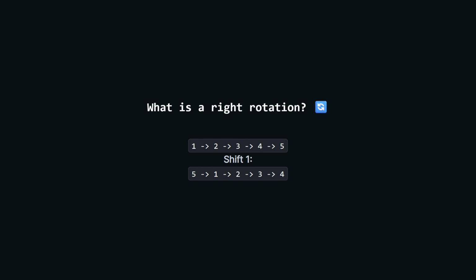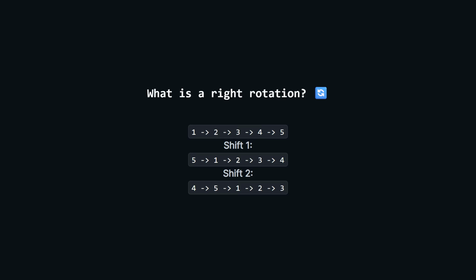A single right rotation means we take the very last node off the end of our list and attach it to the very front. Since our k value was 2, we perform that shift a second time, taking the new last item, the 4, and moving it to the front.